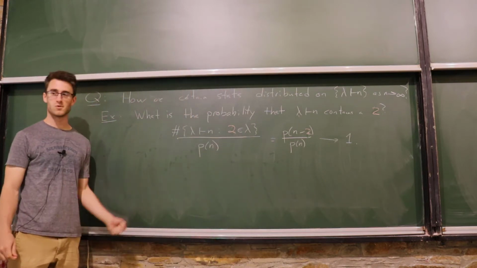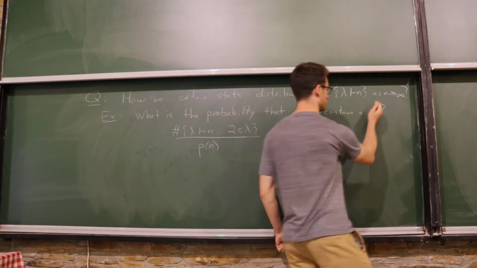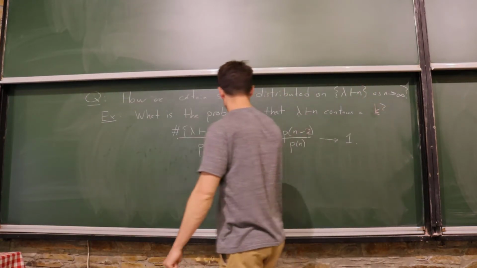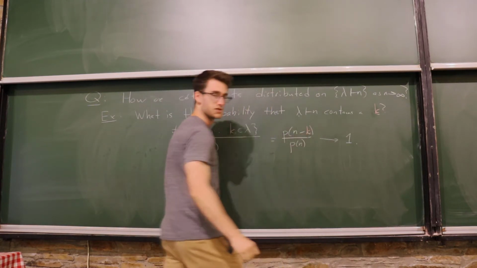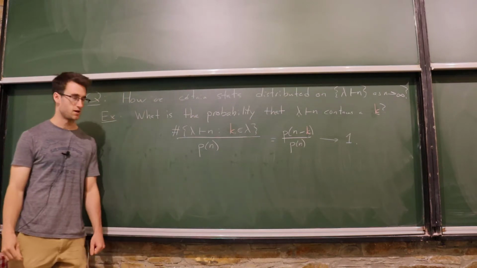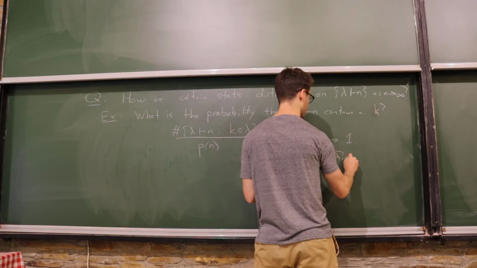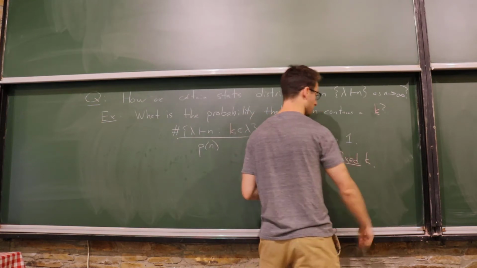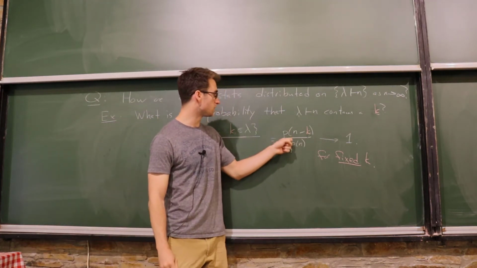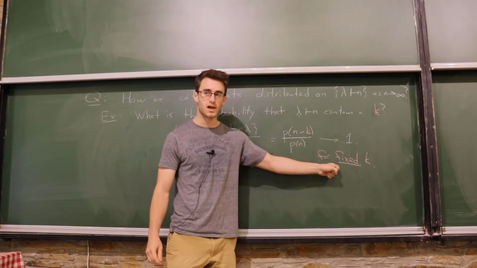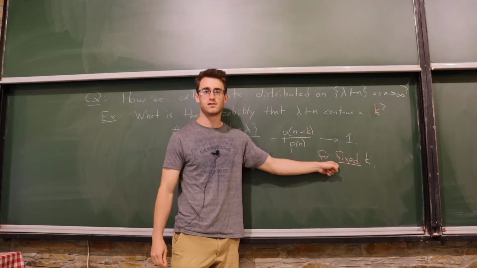Is there anything special about 1 and 2? No, right. I can change the 2 into any part k, and this is true for any fixed number k. Now, fixed, when we're talking about asymptotics, this means that something's tending to infinity, n's tending to infinity, but k isn't. K is just fixed. K is 100, 1,000, a million, anything, but it's not tending to infinity.